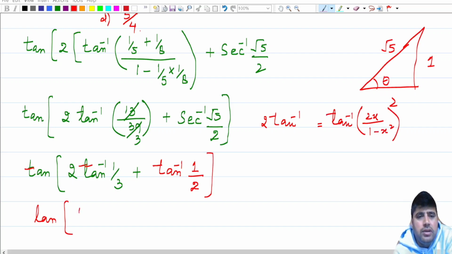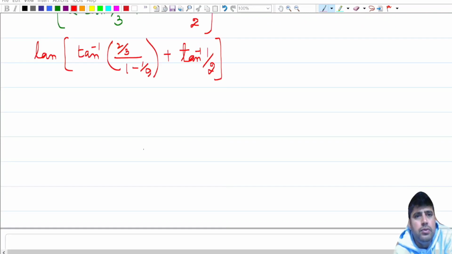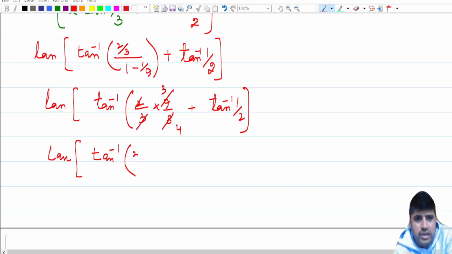Okay, and this will be equal to tan inverse of 2 into 2 into x, that's 2 by 3 divided by 1 minus 1 by 9, plus tan inverse of 1 divided by 2. Okay, now proceeding further, this will be equal to tan inverse of 2 divided by 3, and in the denominator there will be 9 minus 1, that's equal to 8 divided by 9, which will become 9 by 8. Plus tan inverse of 1 divided by 2. Okay, almost we are done with this question, this will be equal to tan inverse of 2 into 4, 3 into 3, 3 by 4, plus tan inverse of 1 divided by 2.